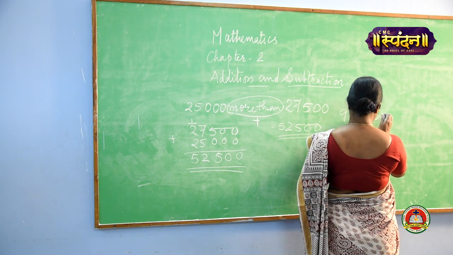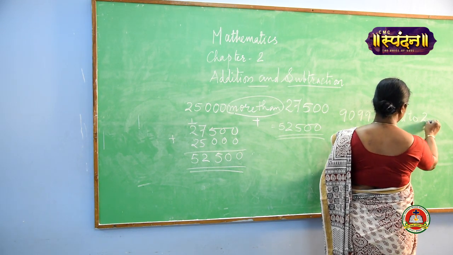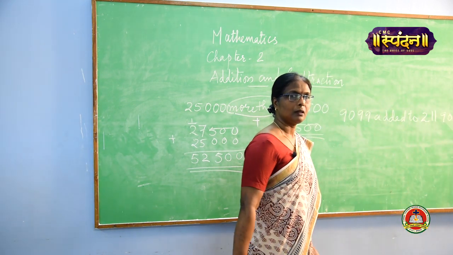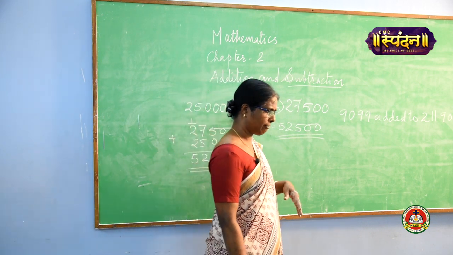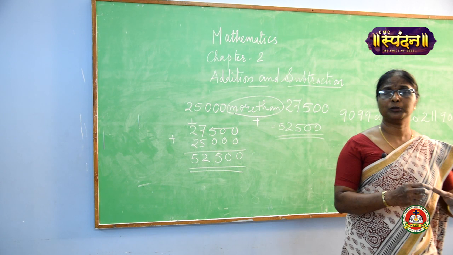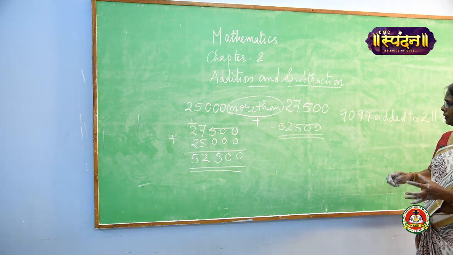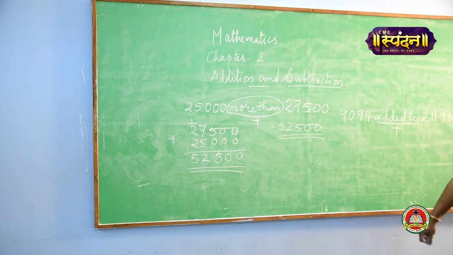Let us see one more example related to that with a different statement: 9,099 added to 2,11,901. These questions are from your exercise only. Here also it is not specified with the addition sign or subtraction sign, but a statement is given, that added to. That means you have to add this number to this number.